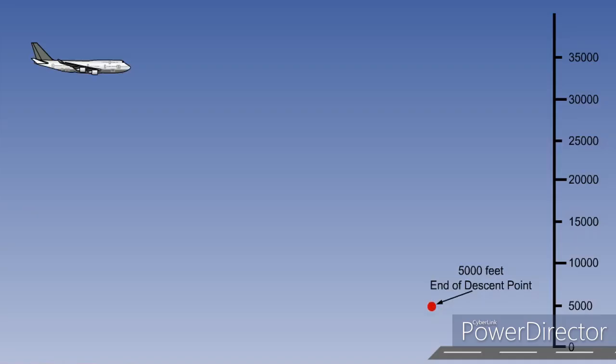For vertical navigation to control the descent path, there needs to be a defined end of descent waypoint with an associated altitude constraint. This will allow the flight management system computer to calculate the required top of descent point at which it needs to start the descent, so as to be at the correct altitude at the end of descent point.